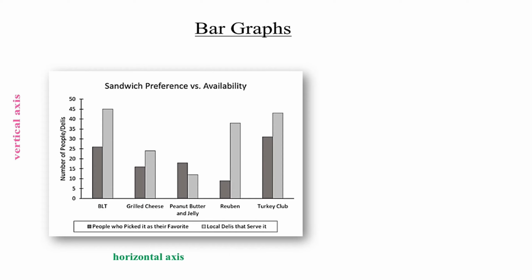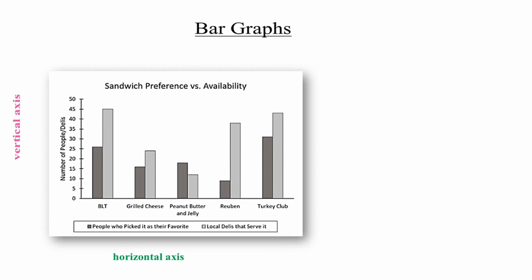Fair enough? And as you can see here also, the dark gray category here is the people who picked it as their favorite. And the light gray is the local delis that serve it. In the vertical axis, they give us the number of people along with the number of delis. The other thing is we need to know that the sandwiches here are still the independent variables, okay? Because they exist on their own, independent of who likes them and who serves them. But everything else here remains the dependent variables. Those depend on what people like and where these sandwiches are served.